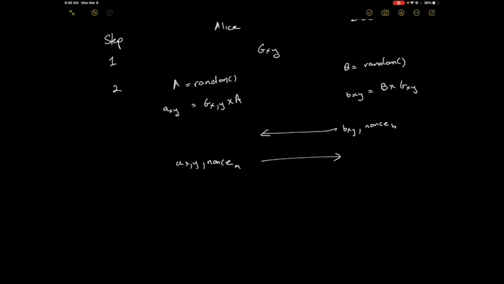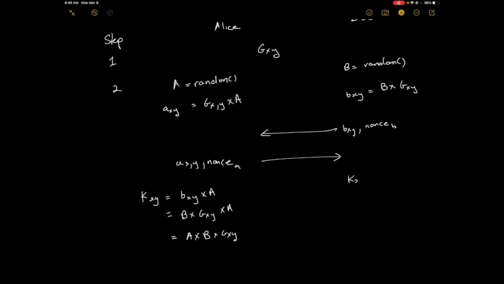So how do we calculate our shared point? Alice is going to calculate that shared point. We'll call that shared point KXY. She's going to take Bob's secret key, BXY, and multiply it by her private key, A. And what's BXY? BXY is just B times GXY. Then we multiply that by A. So this is just A times B times GXY.